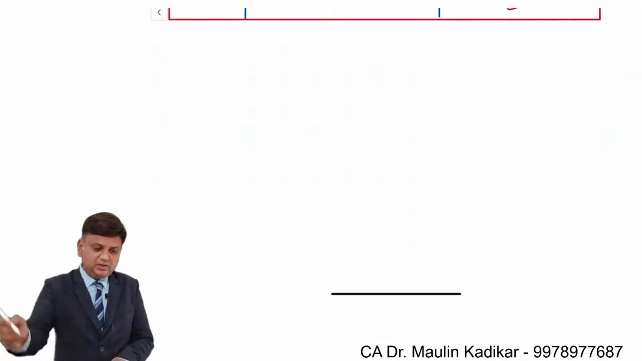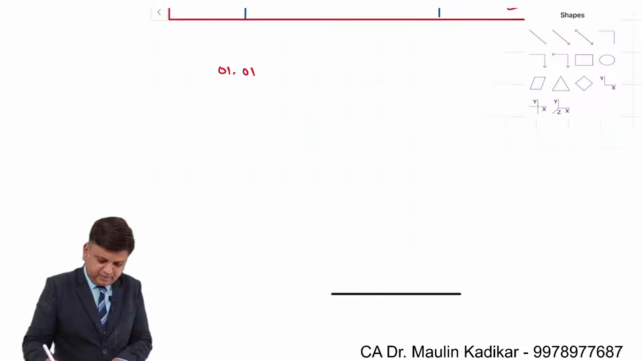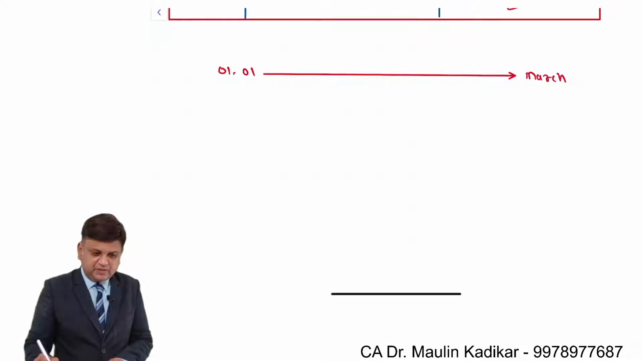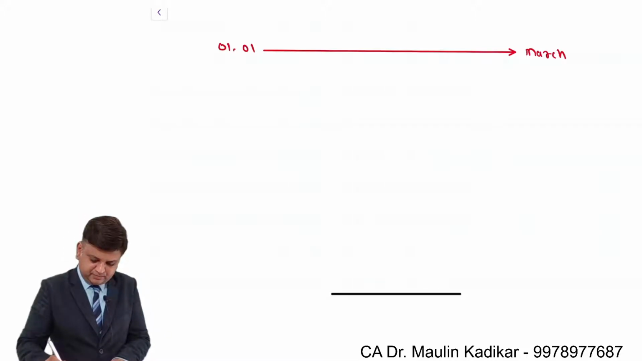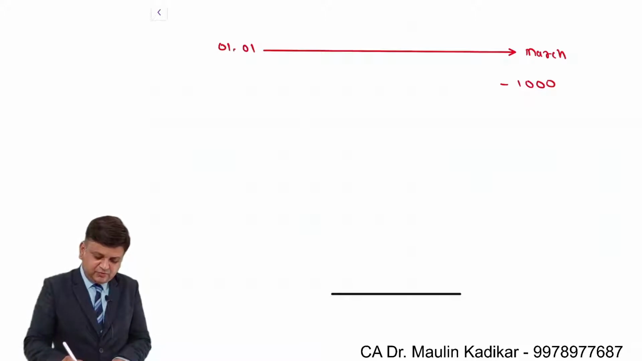So friends, over here the information provided to us is that on 1st of January for the month of March, the futures contract is entered into to buy the security at the rate of 1000. That is the price at which you are going to buy. So I show negative.